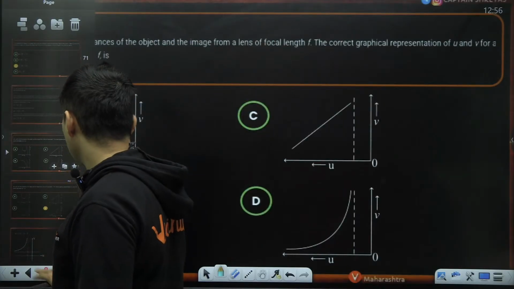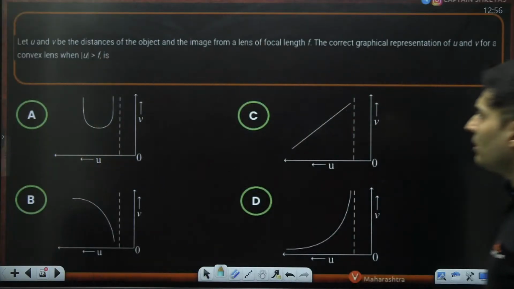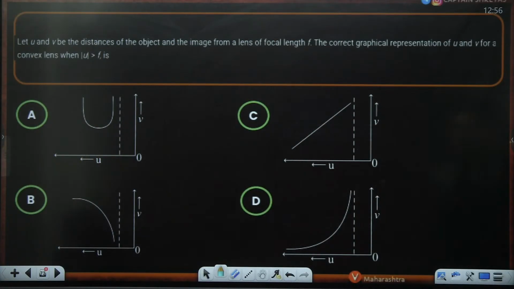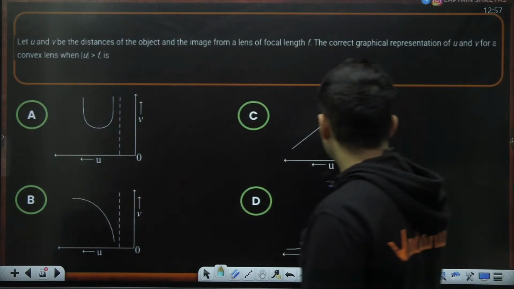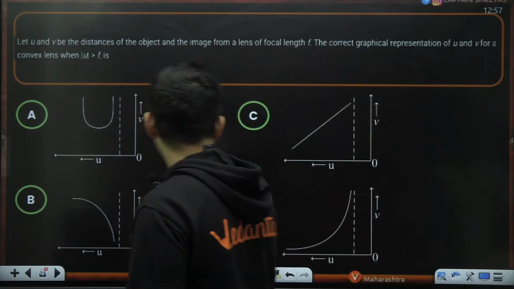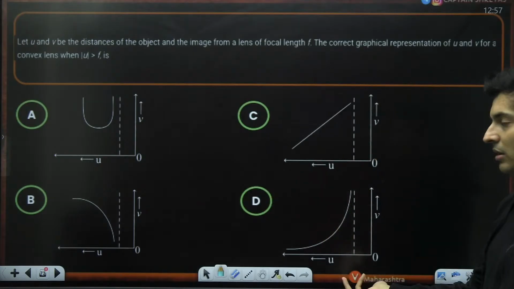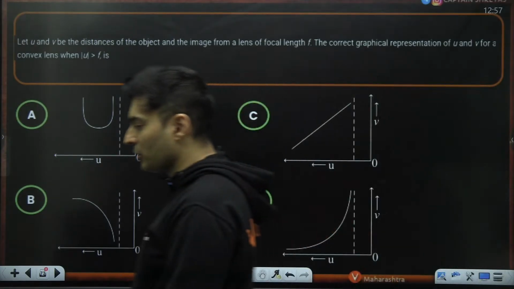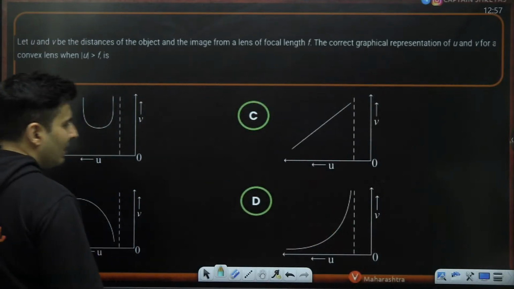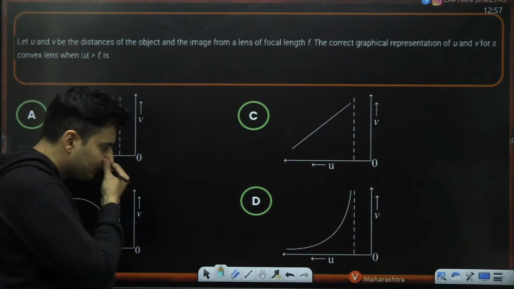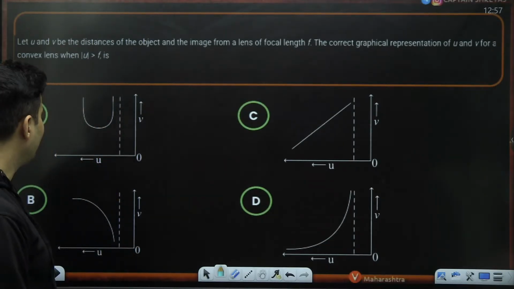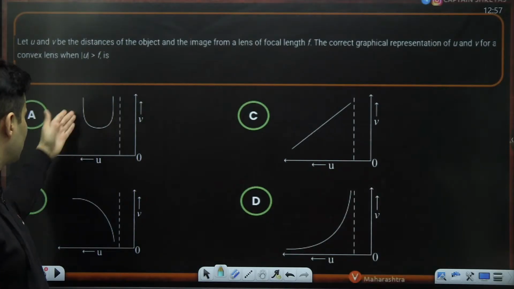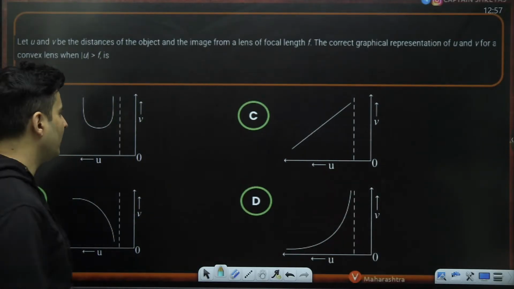Let's move to the next question on your screen. u and v are the object and image distances, lens focal length f. The correct graph is, obviously it won't be a straight line. It has to be one of the curves. Now, which of these curves is it? I'll tell you, the equation comes very simple. It will not be like this. Either it is B or D only.